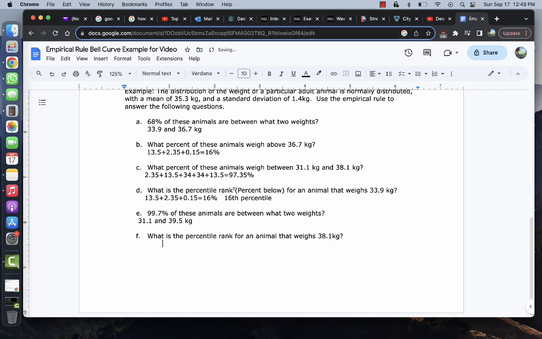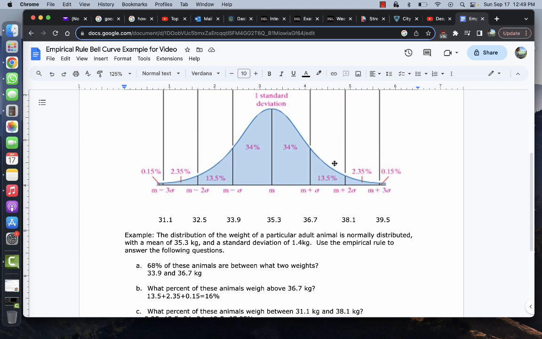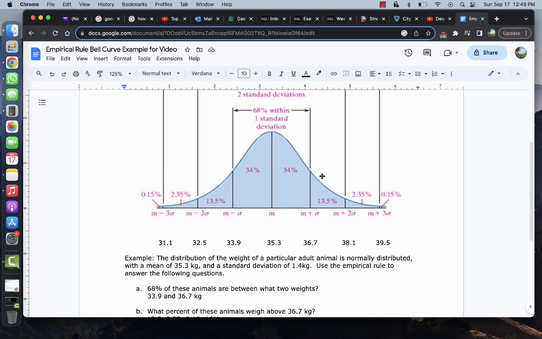Okay, the last one. What is the percentile rank for an animal that weighs 38.1? Well, as we said, percentile rank is percent below. So I'm just going to look up 38.1 and add all these percentages below. I could add all of these percentages below. That's one way to do it. Or another way is to add these two percentages above it and then subtract that from 100. So there are two methods to do it.